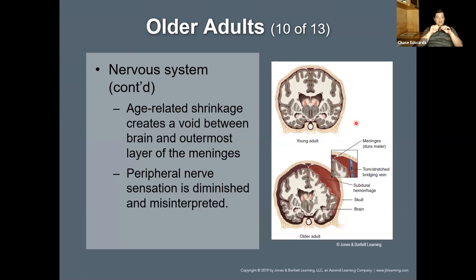peripheral nerve sensation is diminished and oftentimes misinterpreted as well. And then you have slower reaction times, which cause longer delays between stimulation and motion. The slowdown in your reflexes contributes to the incidence of falls and trauma. So a lot of times you have falls and trauma because of the slowdown of reflexes. The nerve endings deteriorate, and the ability of the body, the skin, to sense the surroundings becomes hindered at that point.